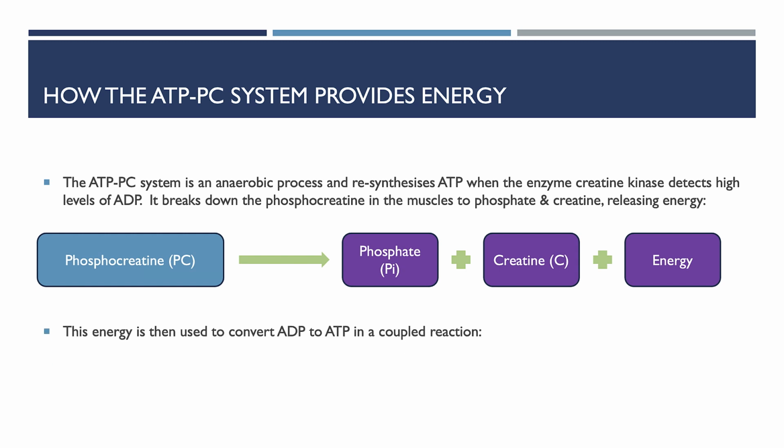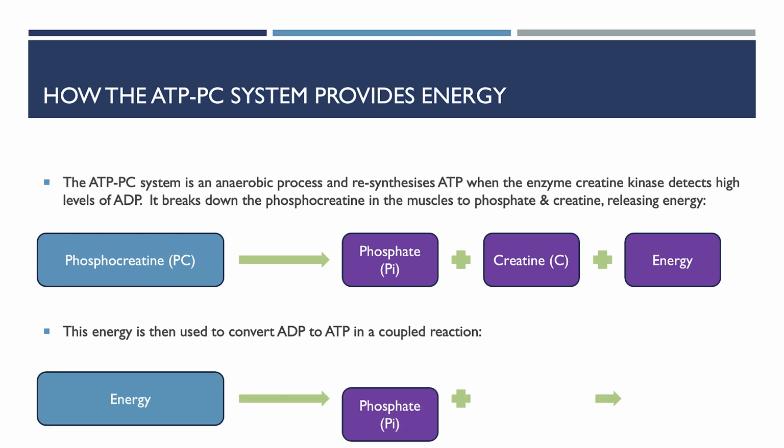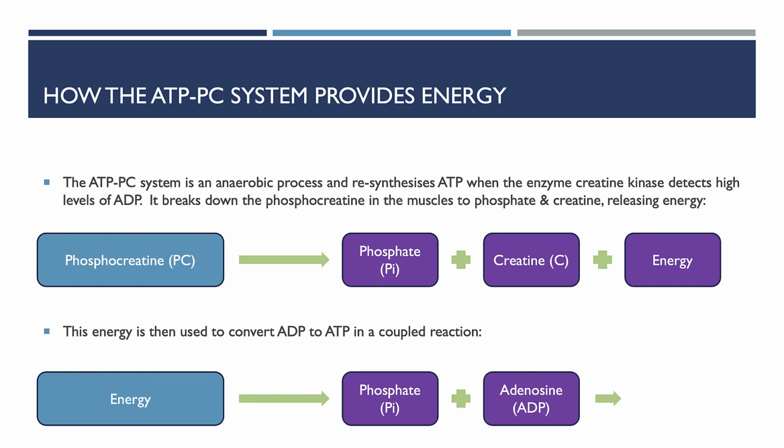The energy is then used to convert ADP and phosphate into ATP in a coupled reaction. So the energy converts the phosphate and the adenine into adenosine triphosphate, or ATP. And this is the start again of that energy being released.